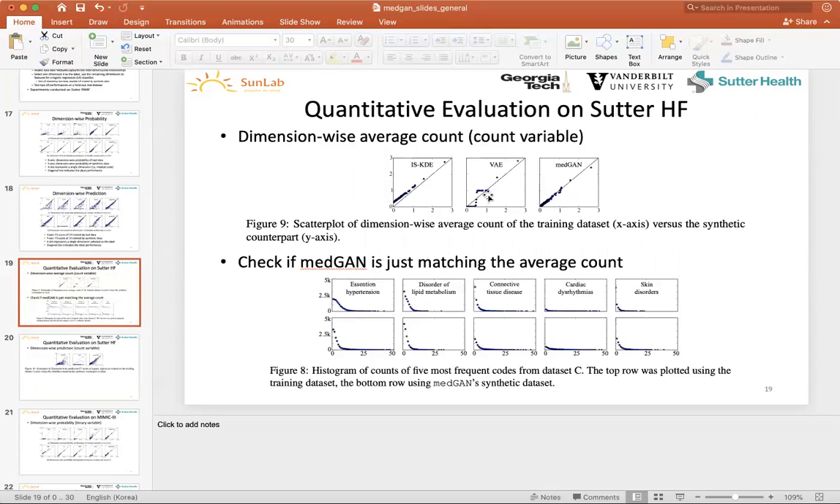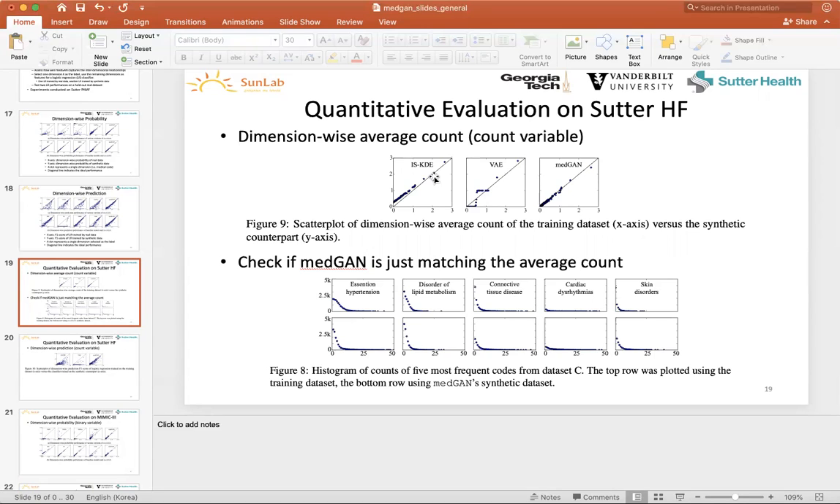Of course I didn't do DBNs, because restricted Boltzmann machines are binary models. Basically they're specifically designed to train with binary variables. I mean, you can make some modifications to Boltzmann machines to adapt to count data, but that's another story. So here there are only two baselines. One is VAE, because you can easily train VAEs to generate count data as well as binary data. And this is ISKD, which is independent sampling using kernel density estimator.